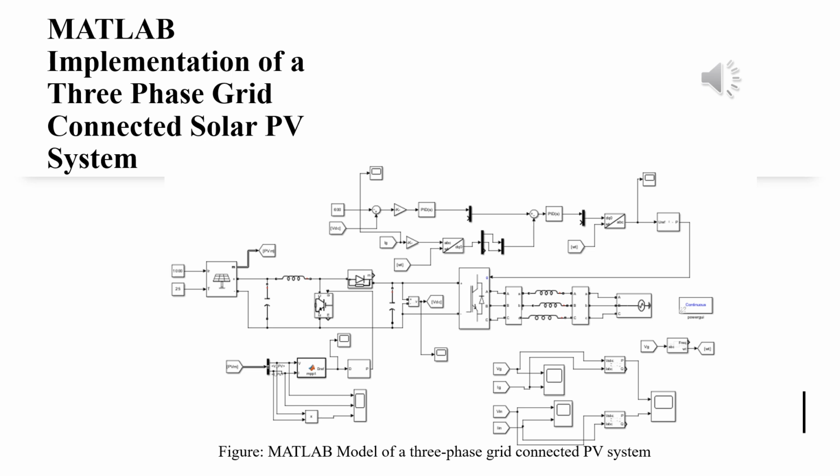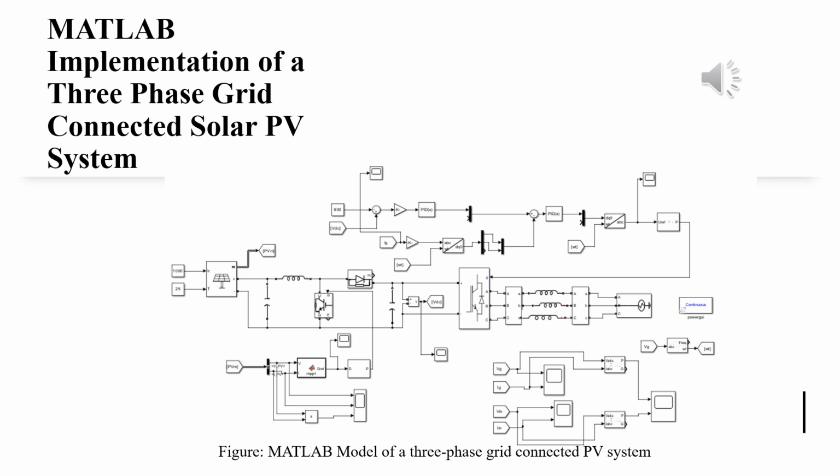A sum block has been used to compare the reference current from the PID and the actual current from the ABC to DQ0 converter. After the PID block, a voltage value is achieved and this value is converted to ABC value by the DQ0 to ABC converter. A two-level PWM generator is used during this conversion.